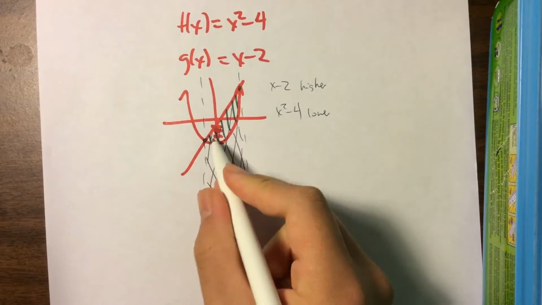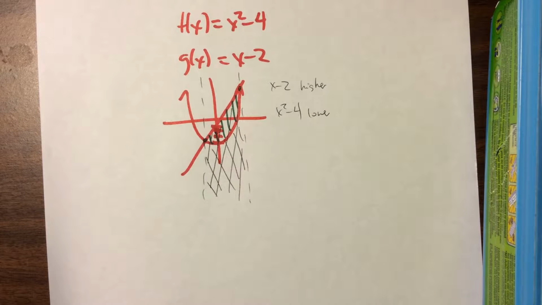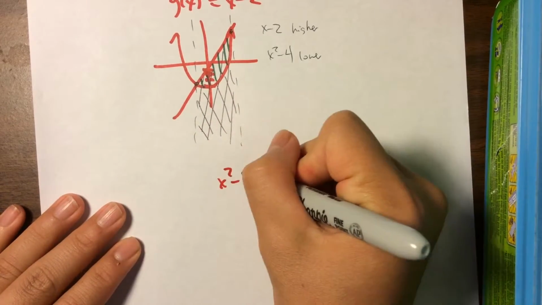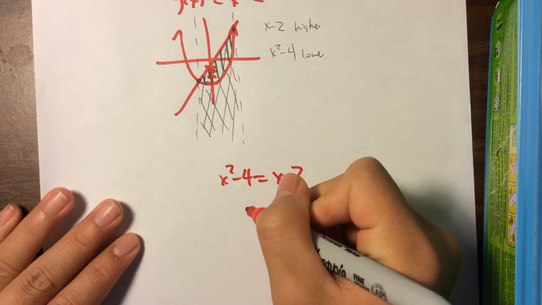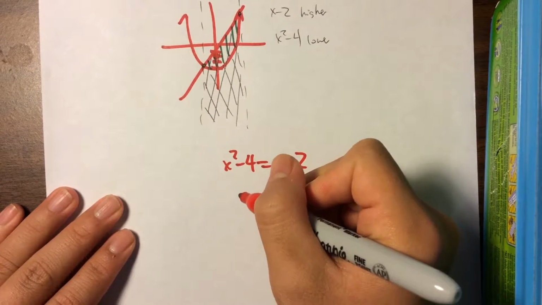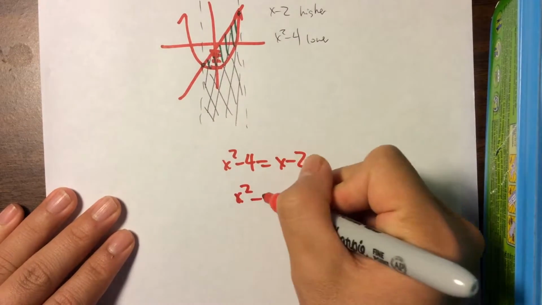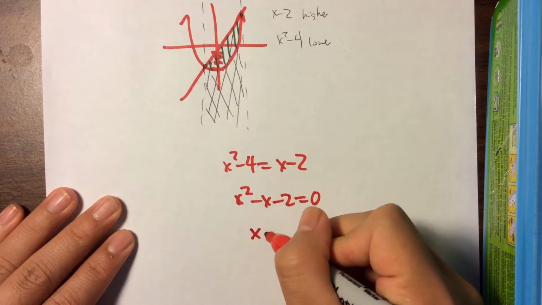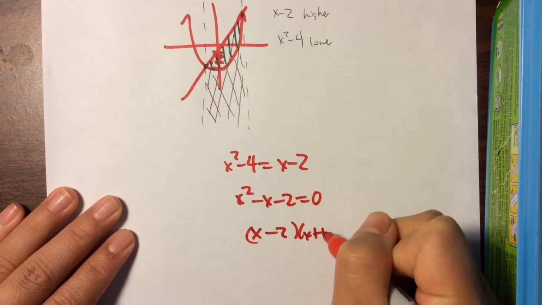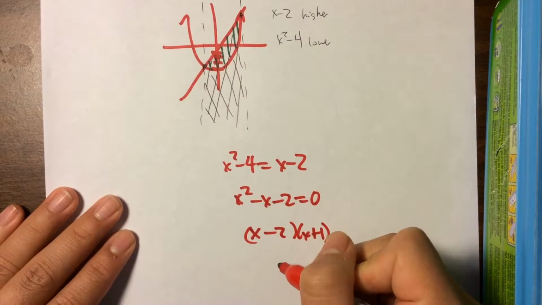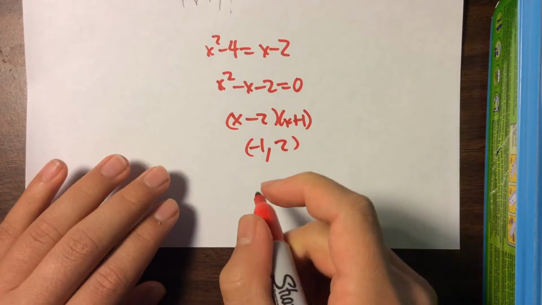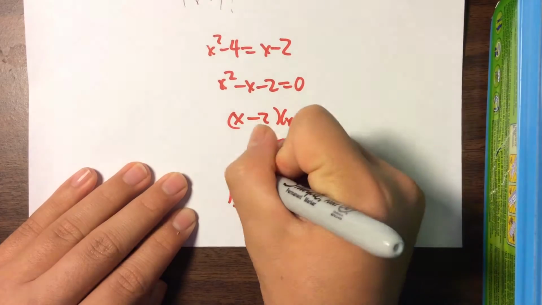So now we have to find our intervals to set up the integral. So how do we do that? Well, they intersect when the two equations equal each other. So if we set them equal, x squared minus 4 equals x minus 2, we can set this up into a quadratic equation and then solve from there. So x squared minus x minus 2 is equal to 0, which is just x minus 2 times x plus 1. So they intersect at negative 1 and 2. So then we can set our interval as negative 1 to 2.